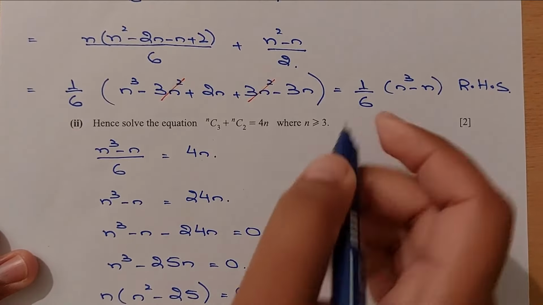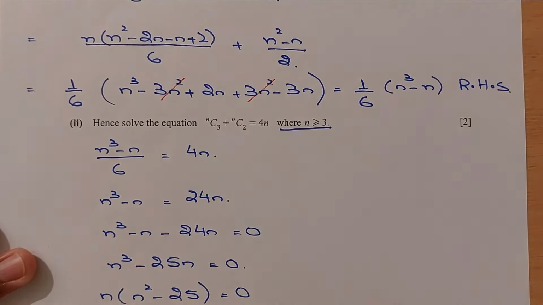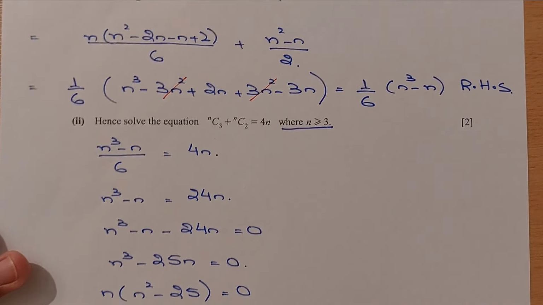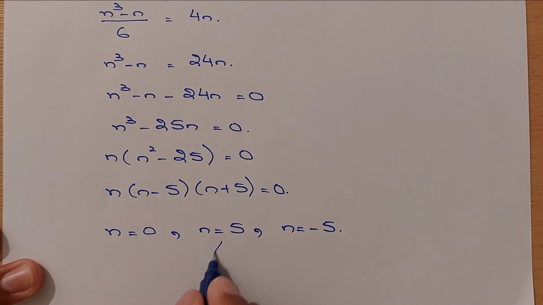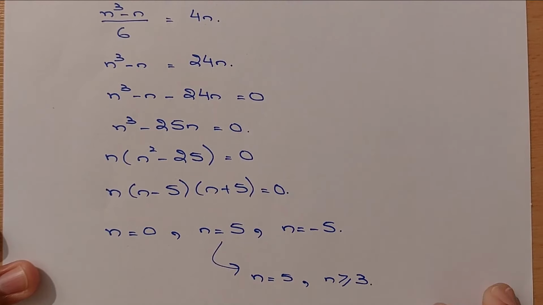And we have a condition that n must be greater than or equal to 3. So we cannot take 0, we cannot take a negative number. So this is the value, n equals 5, which satisfies the condition that n is greater than or equal to 3.